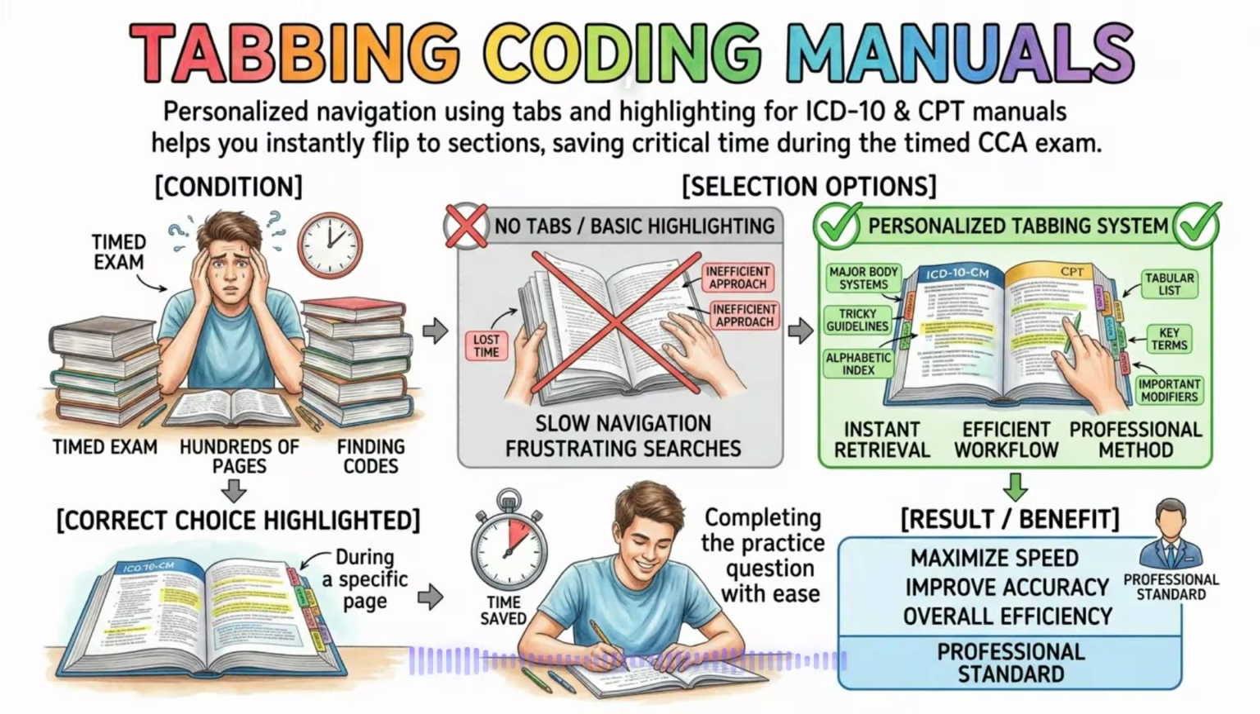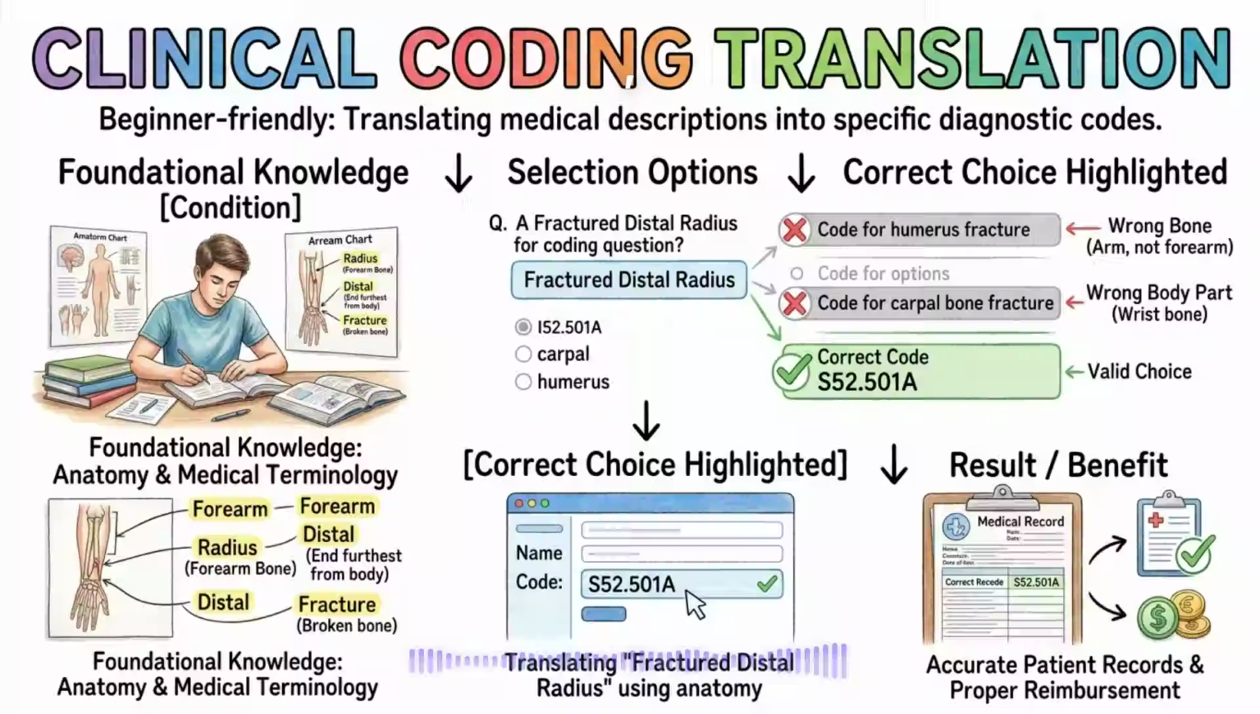Remember that clinical coding is essentially a translation job, requiring a strong foundation in anatomy and medical terminology. You cannot assign the correct code for a fractured distal radius if you do not know that the radius is a bone in the forearm. Spend time reviewing basic body systems alongside your coding practice, because the exam questions will use formal medical language to describe patient conditions. The better you understand the clinical side of the documentation, the easier it will be to navigate the complex classification systems.